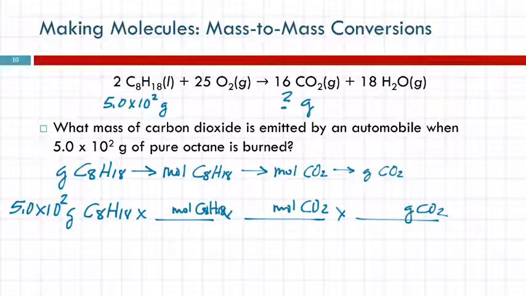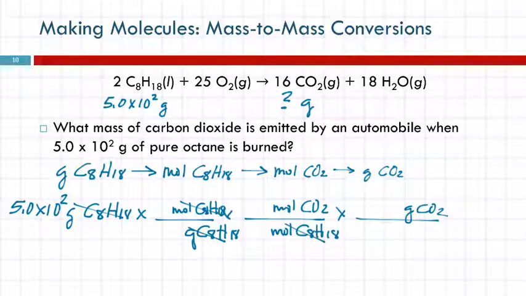I need this unit to go away, I divide by it. Grams of C8H18. So that unit cancels out. Here I'm going to put moles of C8H18 in the denominator, so that unit cancels out. Moles of CO2, so that cancels out. The unit that's left, grams of CO2, is what they're asking me for. All is good. I like to do the center conversion factor first because it's the easiest.